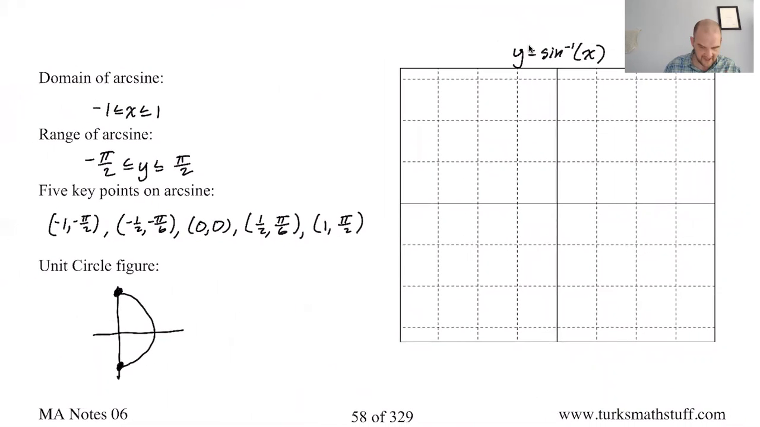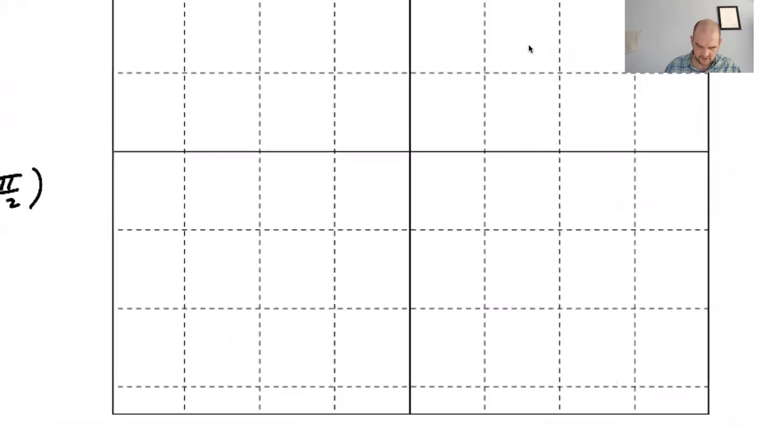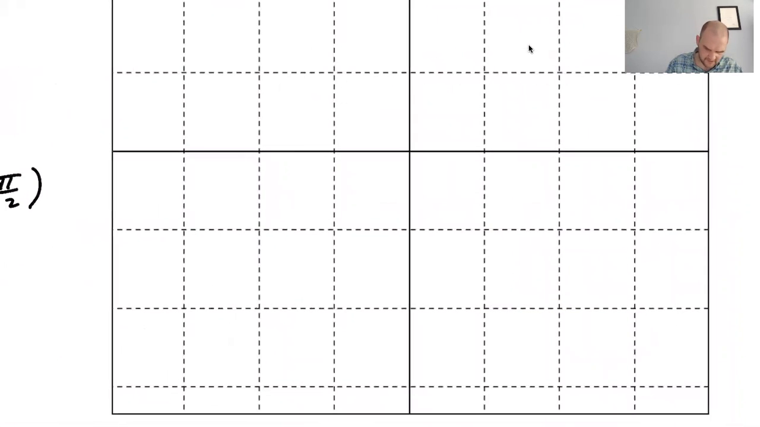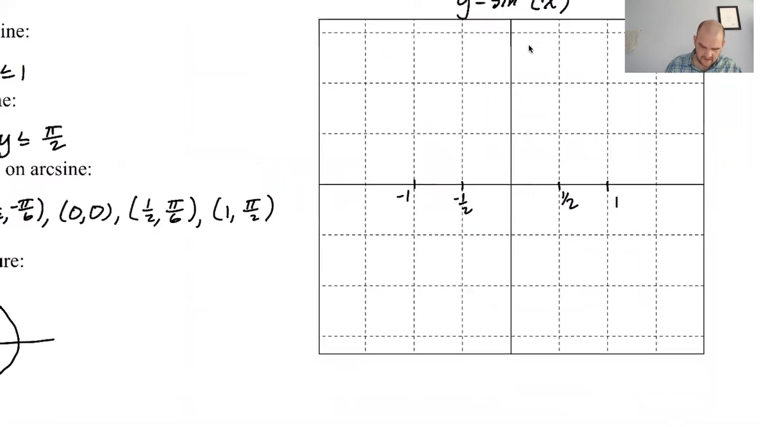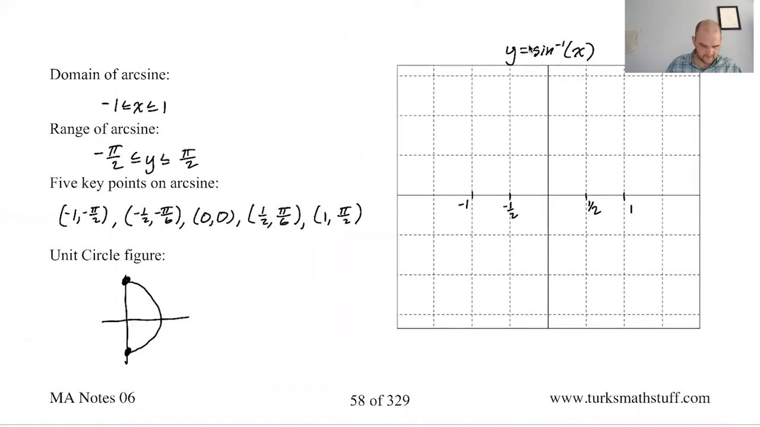So what do we have? We have -1, -1/2, 1/2, 1. So I think I should just count by 1/2s on the x-axis. So negative 1/2, negative 1, 1/2, and 1. Okay.